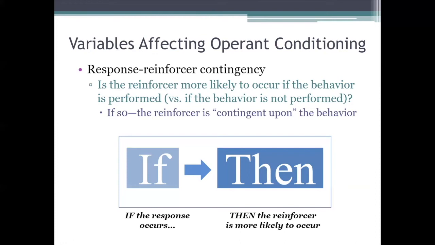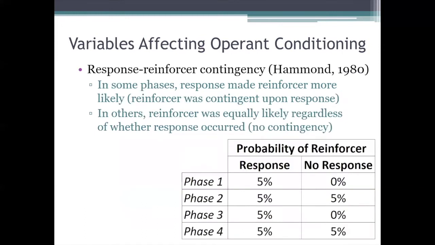Now, the importance of that contingency between the behavior and the reinforcer was demonstrated in a clever experiment by Lynn Hammond, which I want to tell you about now. This experiment involved 4 phases, and each phase was divided up into a series of 1 second intervals.